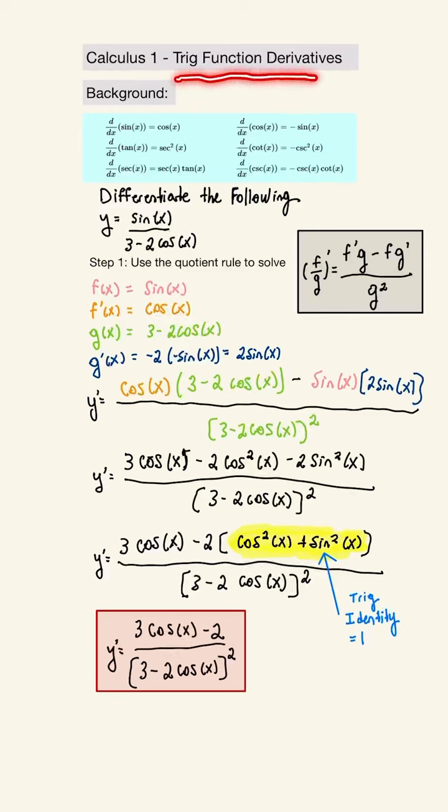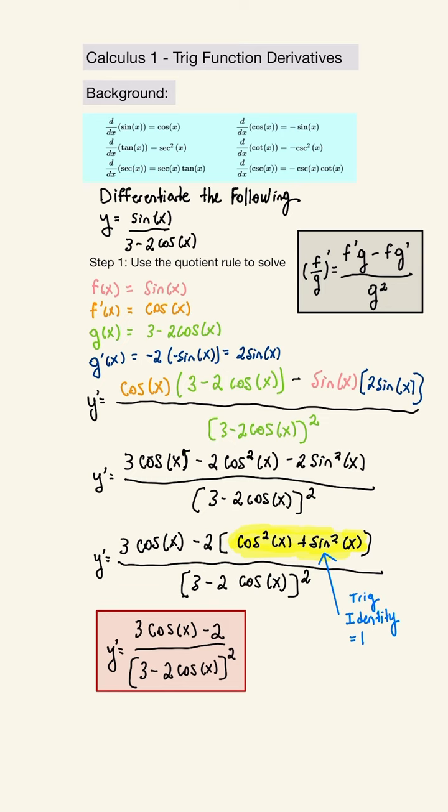Continuing our discussion of trig function derivatives, we have the following example problem where y is equal to sine of x divided by 3 minus 2 cosine x. So the first step in solving this example problem is we want to use the quotient rule. A little bit of refresher on the quotient rule: we have f prime times g minus f times g prime all over g squared.